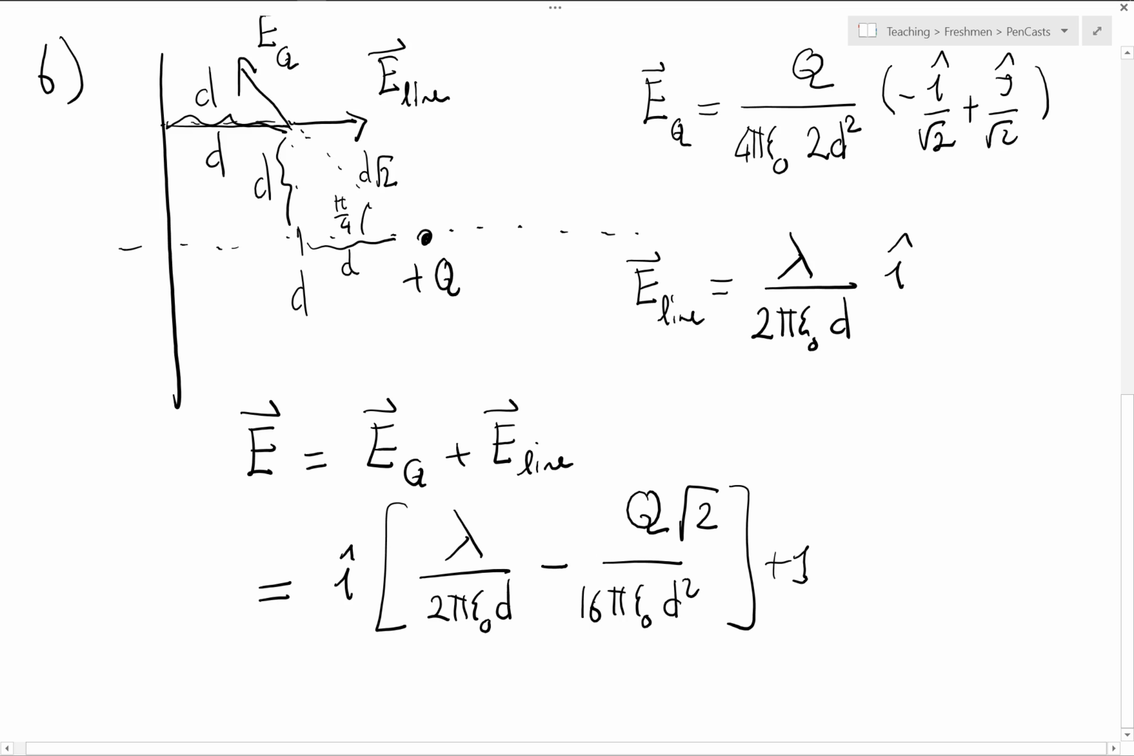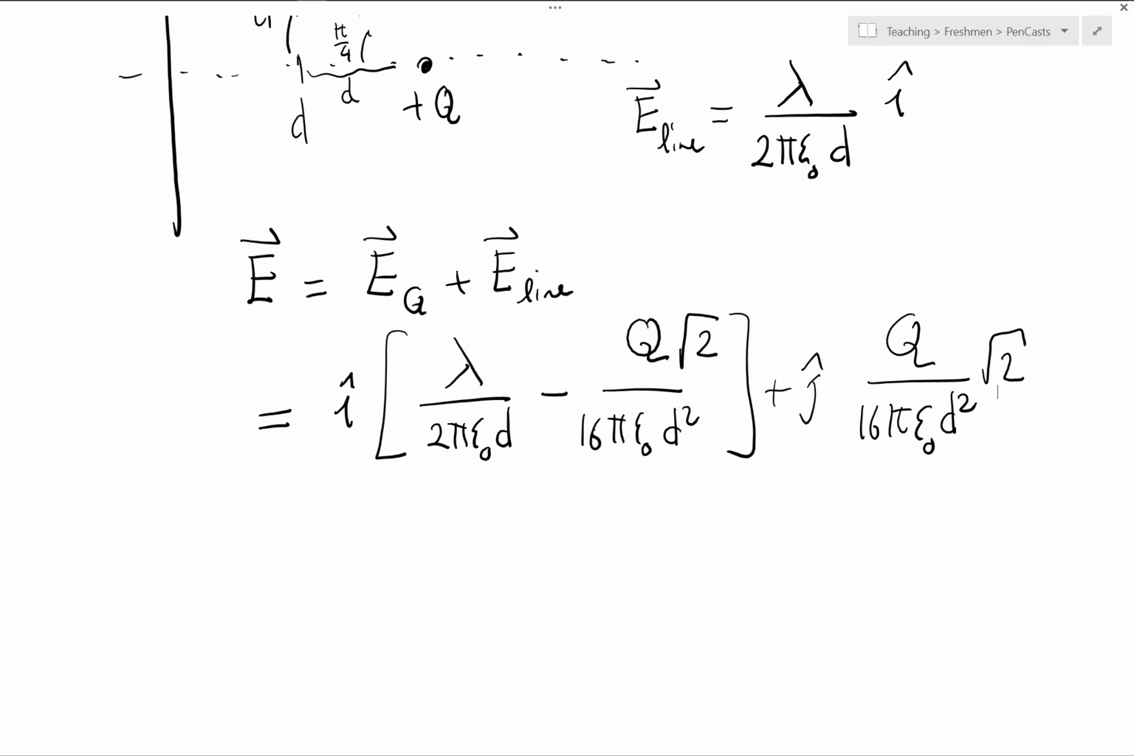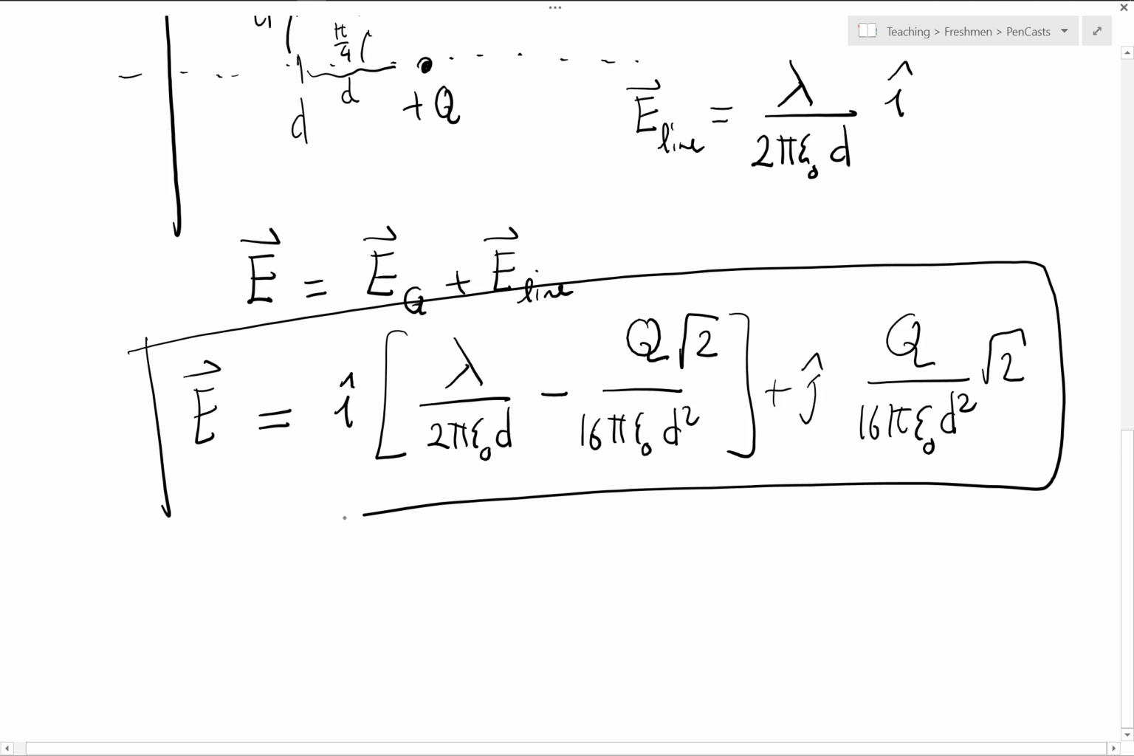And how about j hat? In the j hat direction, I have only electric field created by the point charge, which is again going to be q over 16 pi epsilon 0 d squared, square root of 2. Let's check the units. Units seem fine because I have lambda over d here and q over d squared, so I can add these up, and that is going to be my final result.